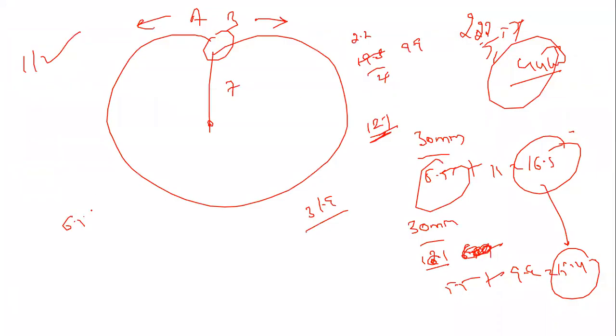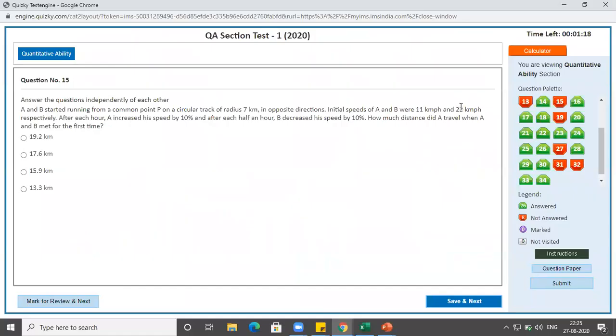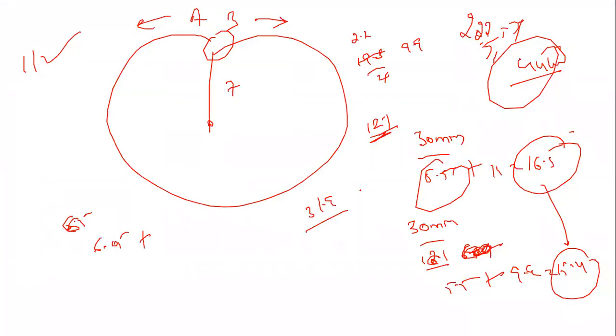12.1's half is 6.5. Sorry, 12.1's half is 6.05. Plus B's speed has decreased by another 10%. Earlier it was 22, it came to 19.8. Subtracting 1.98 from 19.8, we'll roughly take 17. This is half of 70. 8.5 we were looking at. Okay, it becomes 14, so they will have covered it in 30 minutes.